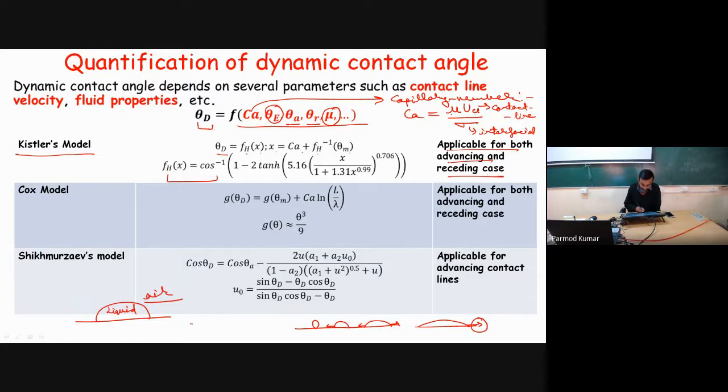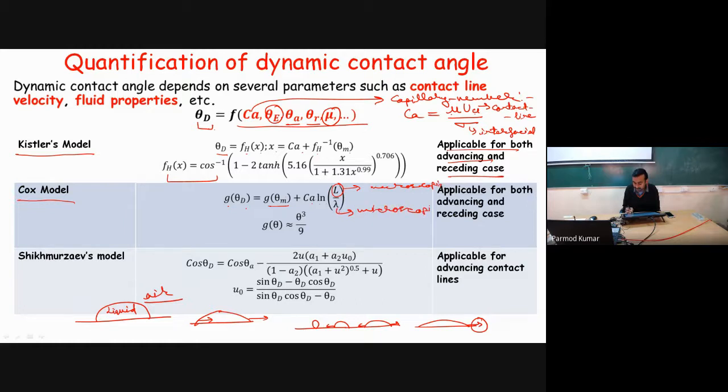It means irrespective of whether the drop is moving in the radial outward direction or the radial inward direction, this model will be applicable. Another famous model is the Cox model. As per the Cox model, the function of the dynamic contact angle is equal to the function of the macroscopic contact angle plus the capillary number into ln of L by lambda, where L is our macroscopic length scale and lambda is the microscopic length scale.